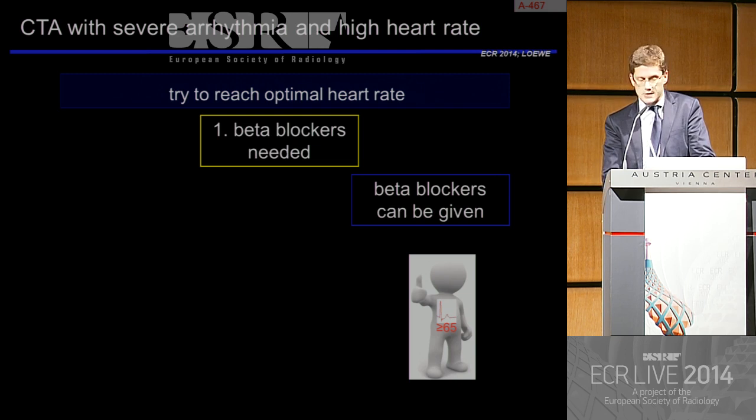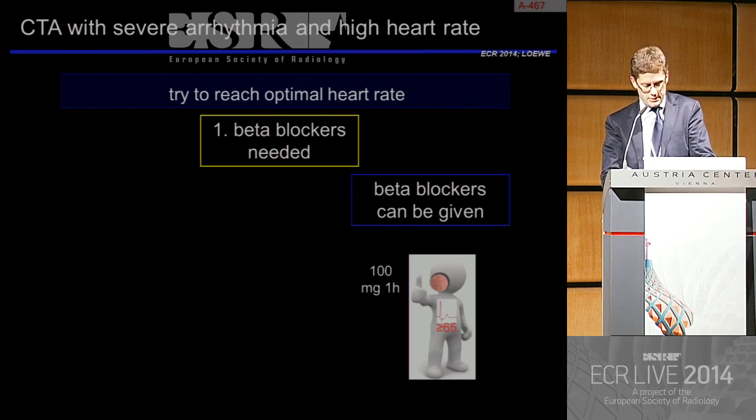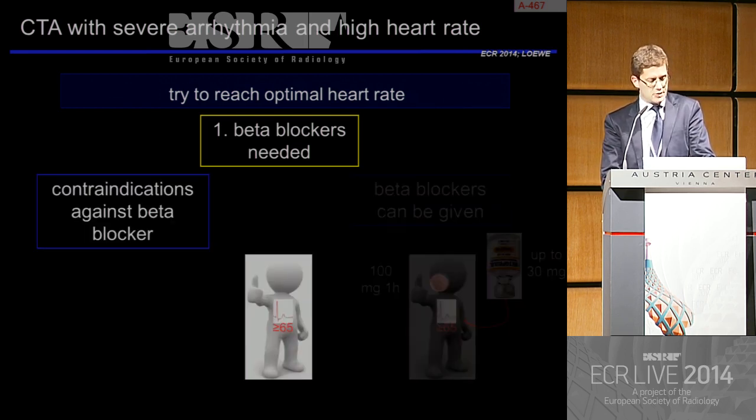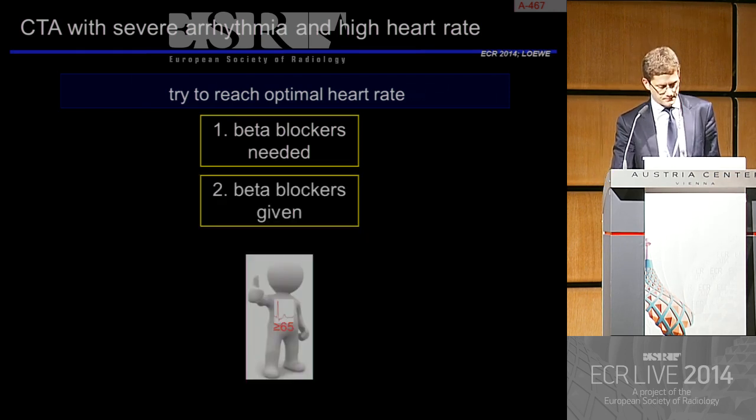So beta blockers are needed, of course. We have to decide, can the beta blockers be given? If yes, then they should be given, either orally 1 hour before or intravenously, up to 30 milligrams of metoprolol as the maximal dose. There is a problem, of course, if there are contraindications against beta blockers. Maybe we can go for ivabradine in the future, or we should think about other options for how to deal with this patient, and I will focus on that later on.